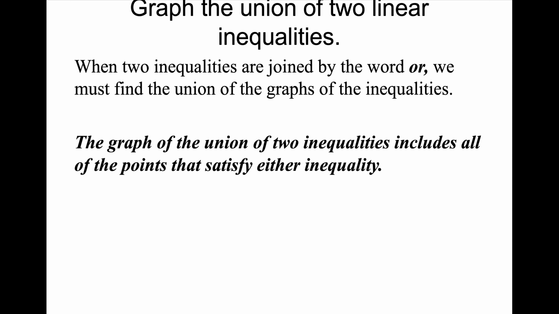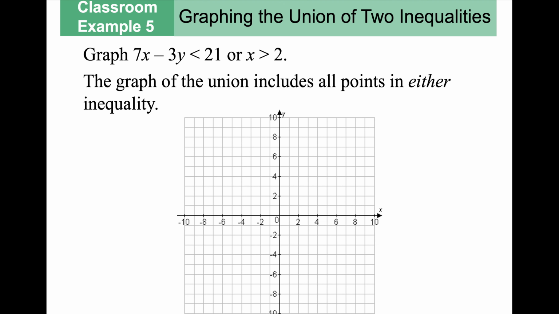When inequalities are joined by the word or, we must find the union of the graphs of the inequalities. So remember, that's everything that belongs in one group, and everything that belongs in the second group. So here, we're going to graph those two inequalities. I have a dotted line because there's no equal to. Same thing here, and I'm going to shade them.